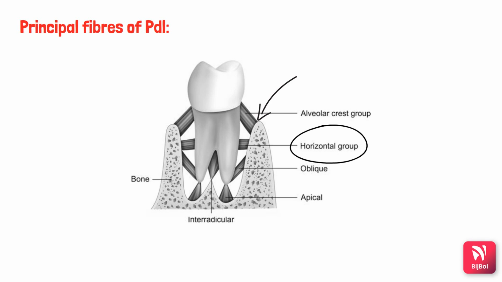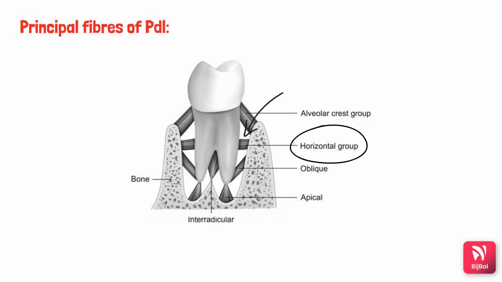So the next group is the horizontal group. Here also they extend from cementum. As you can see, the direction of the horizontal group is perpendicular to the tooth surface. They extend from the cementum on the root towards the alveolar bone on either side. This horizontal group resists horizontal and tipping forces. That is the main function of the horizontal group of fibers.